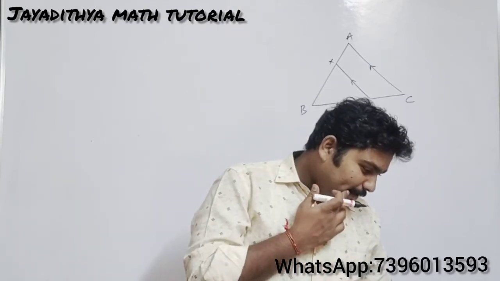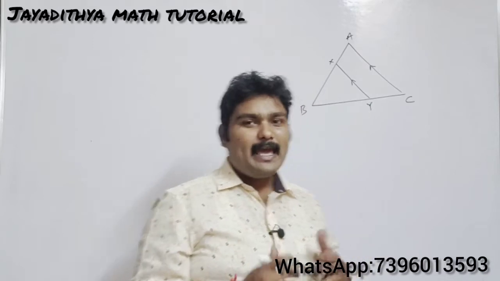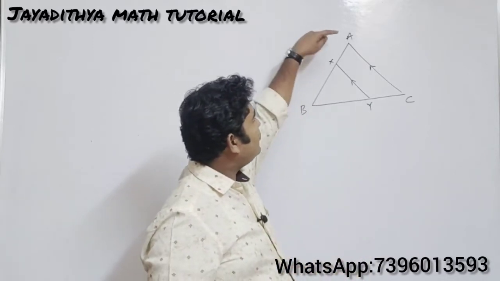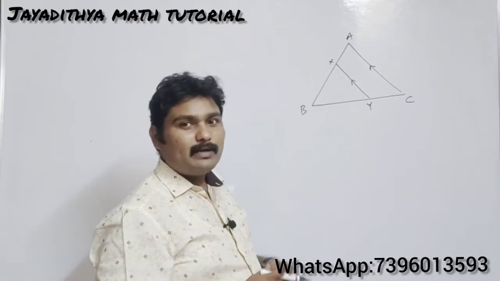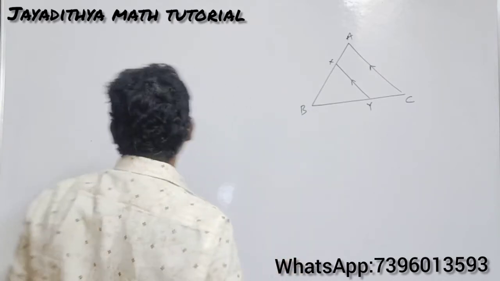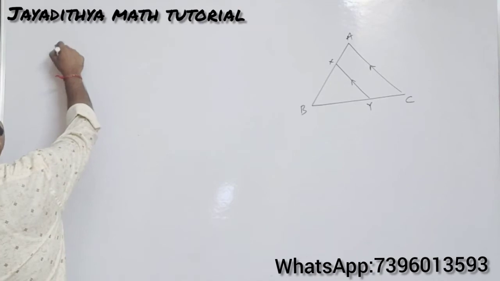Okay. So what we need to do here? Find the ratio of AX by XB. So you should find the ratio of AX by XB, Nana. That is our question. So how to find this one? Let us observe clearly. Okay. So this is our second problem here.